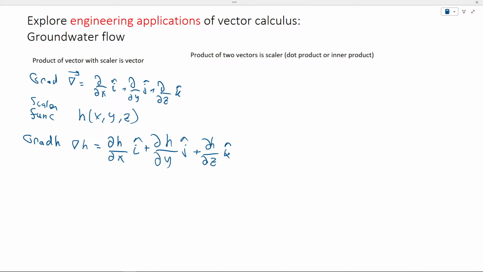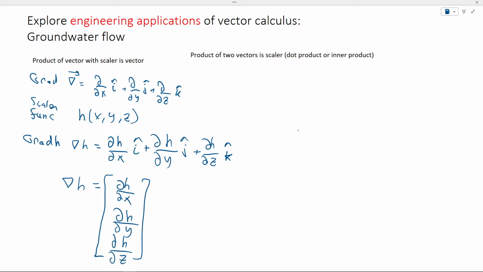Remember, I can also express it in another notation: partial h over partial x, partial h over partial y, partial h over partial z. I can also express it in this form here. So this guy is a vector, because this is a vector here. This guy is a vector, and this guy is a scalar.